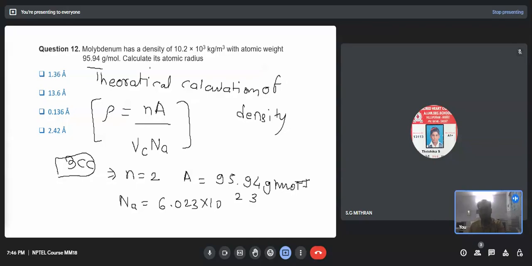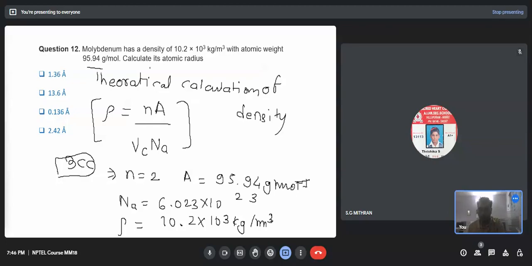Now density is also given here. The molybdenum has a density of this much, and we have to calculate the radius. So first I'll write the density that is given, 10.2 into 10 to the power 3 kilogram per meter cube.